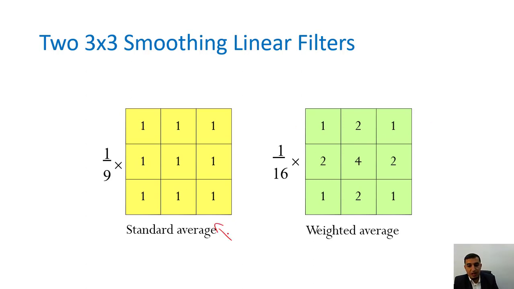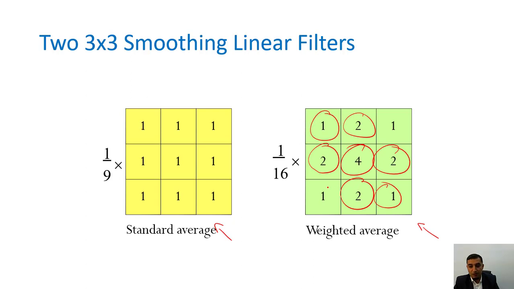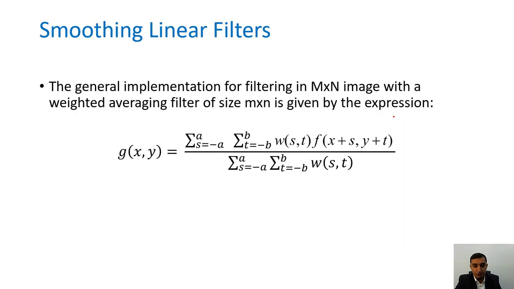This is called the standard averaging. This is called the weighted averaging filter, and you can see it's weighted. The center will have 4. This means the center pixel has more weightage compared to the other pixels. The N4 pixels will have higher weightage, which is 2, 2, 2, 2, and the ND pixels will have lower values over here.